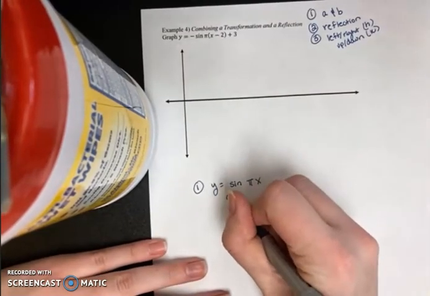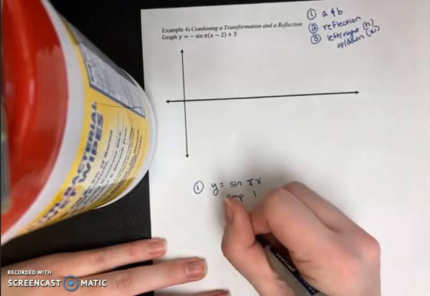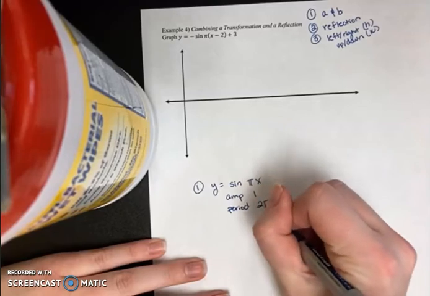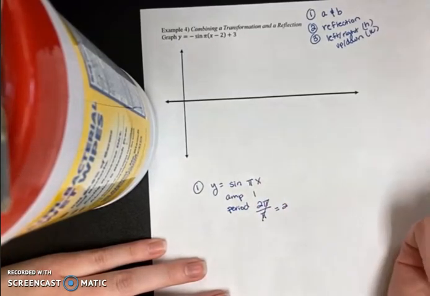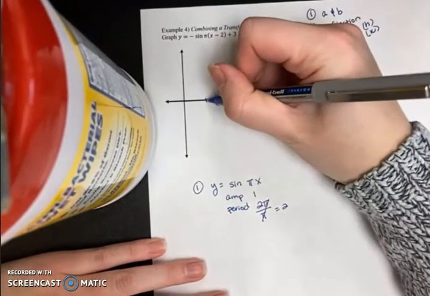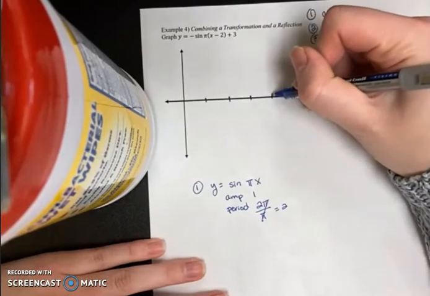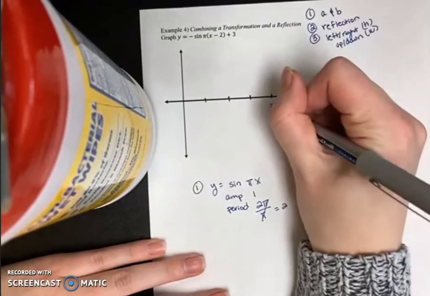So if a is 1, that means the amplitude is 1. And if b is pi, that means the period is 2 pi over pi, or that's 2. I know so far we've just been doing it with radians, but I wanted to show you it doesn't have to be radians every time. And it's still the same setup. So the full period length is 2.